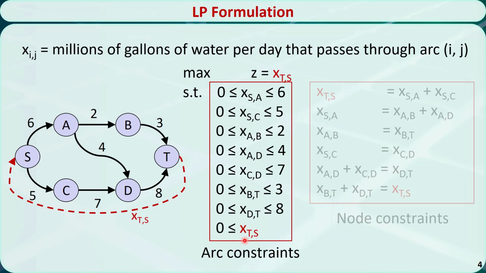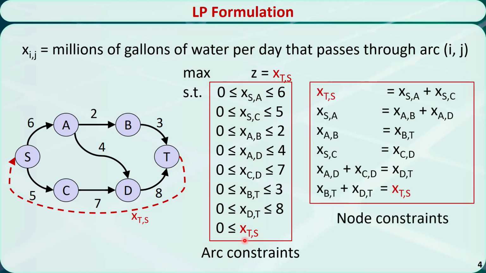Also, we have a balance constraint for each node. That means the flow into a node should be equal to the flow out of the node. For example, XTS is equal to XSA plus XSC. XSA is equal to XAB plus XAD, and so on. Okay, this is a complete linear programming formulation for the maximum flow problem in a network.